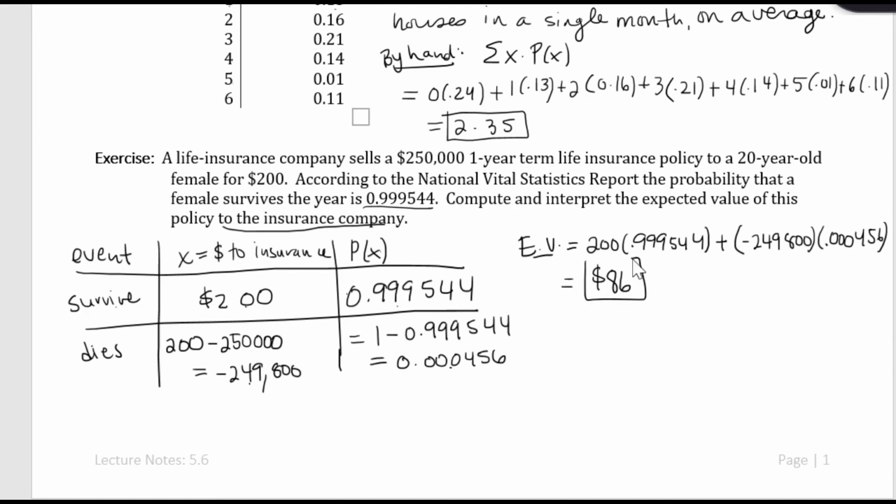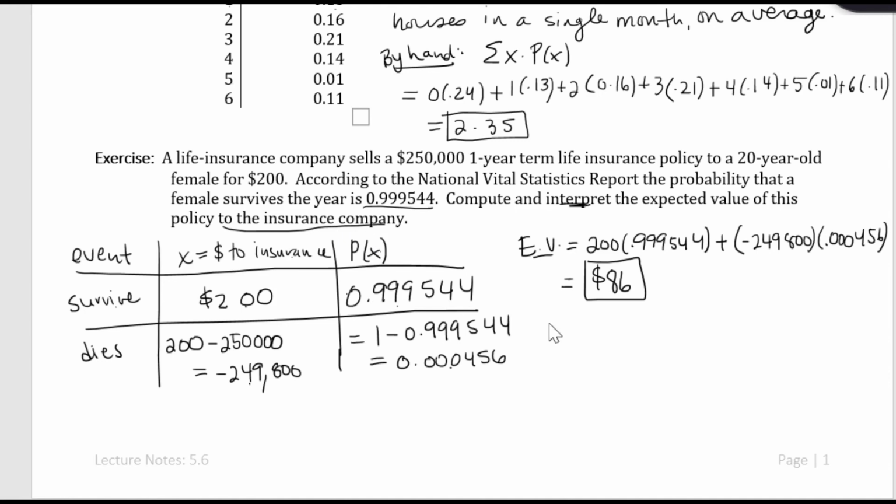$86. Okay, so let's go through and interpret what this expected value actually means. If the insurance company has a lot of people buying into their policies, then some people will die and some people won't die. So they'll be getting a lot of money from people who didn't die, and then they'll be paying out money to people who did die, right? So on average, remember the expected value is the average if there are a lot of events happening. In this case, this is going to be the average payout to the insurance company if we have a lot of insurance policies sold.